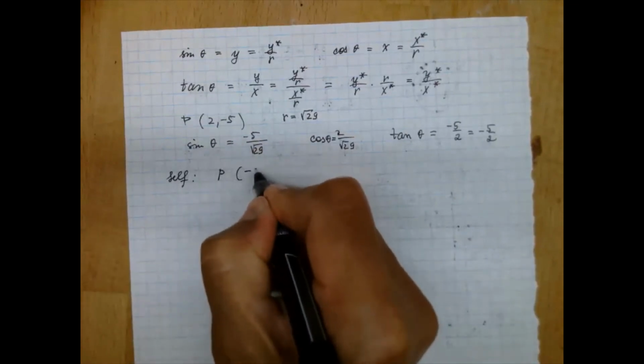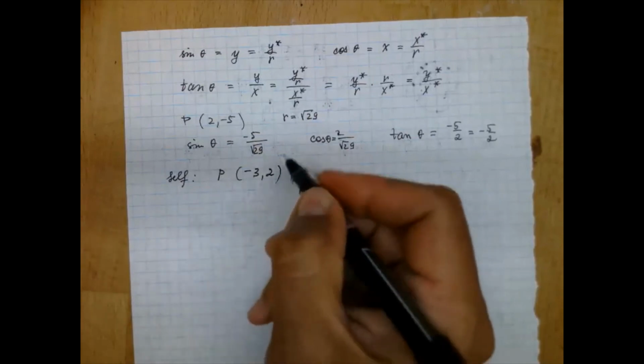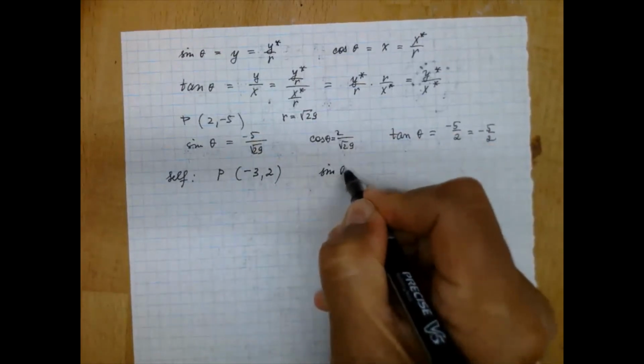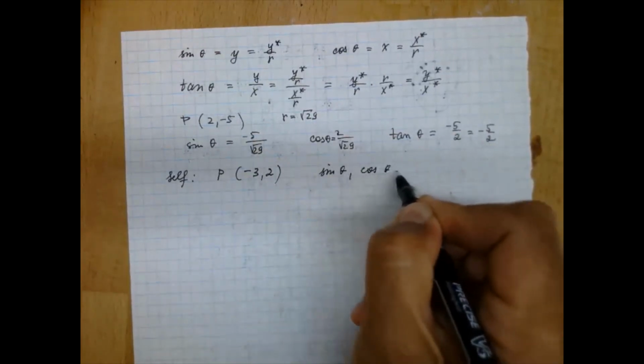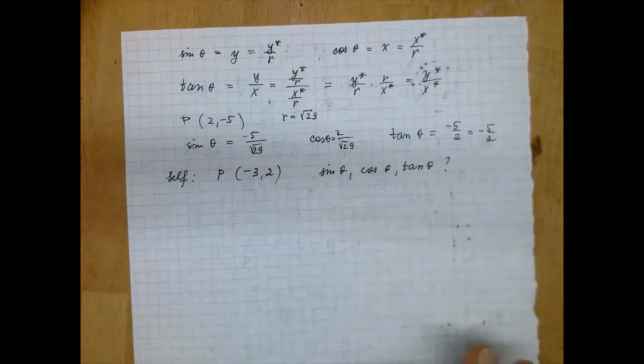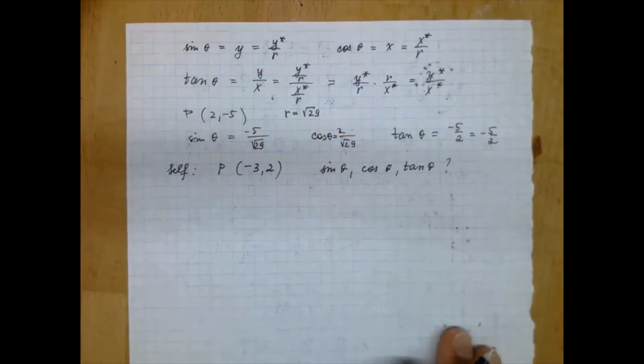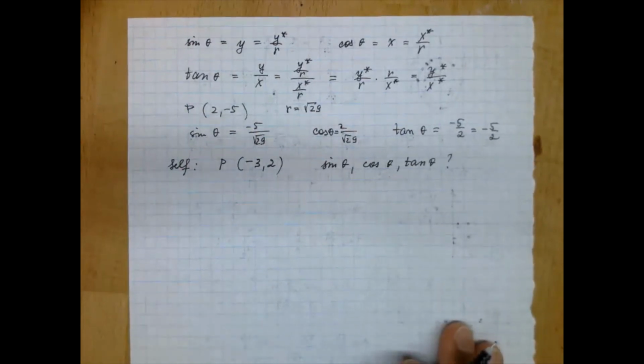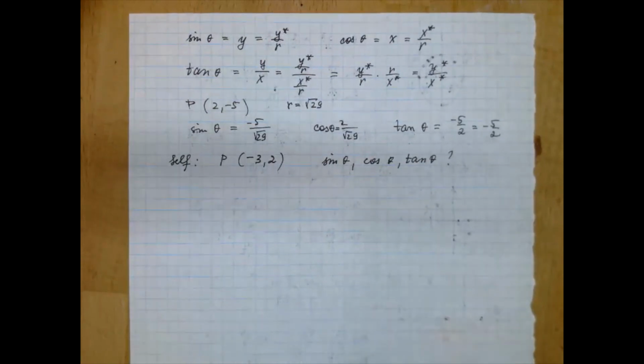Okay, so, self problem. Point P equals minus 3, 2. I want you to calculate sine, cosine, and tangent. And I'm going to count to 3. 1, 2, 3. Stop. And 1, 2, 3. Start.